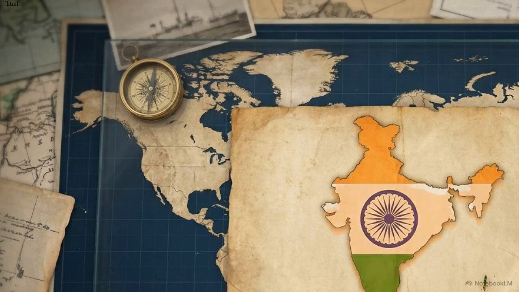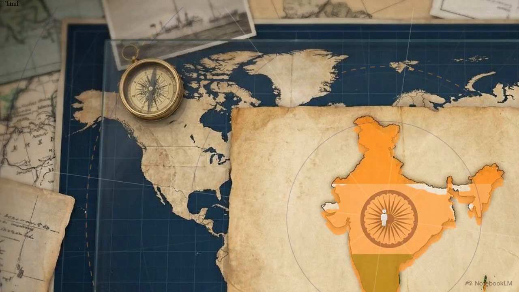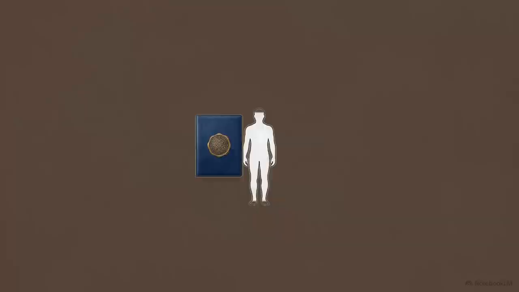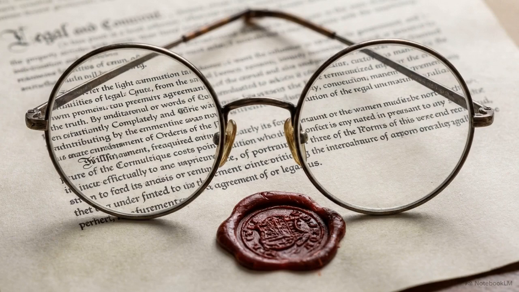The scope also extended beyond the borders. Article 8 allowed people of Indian origin living abroad to register as citizens, ensuring the diaspora maintained legal ties to the homeland. However, Article 9 established a rule of absolute exclusivity. If you voluntarily acquire the citizenship of a foreign country, your Indian citizenship is instantly severed. Finally, Article 10 guaranteed that these citizenship rights would persist until Parliament formally enacted future laws to regulate them.